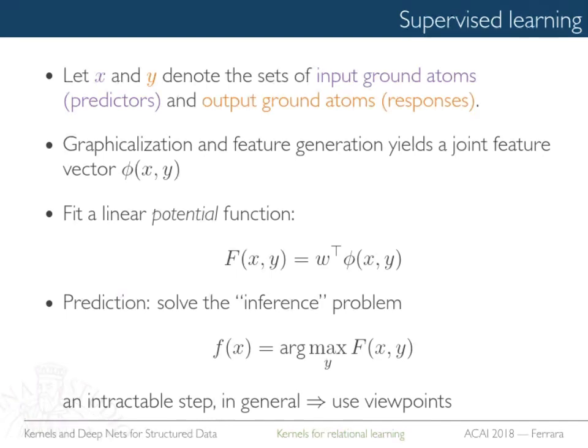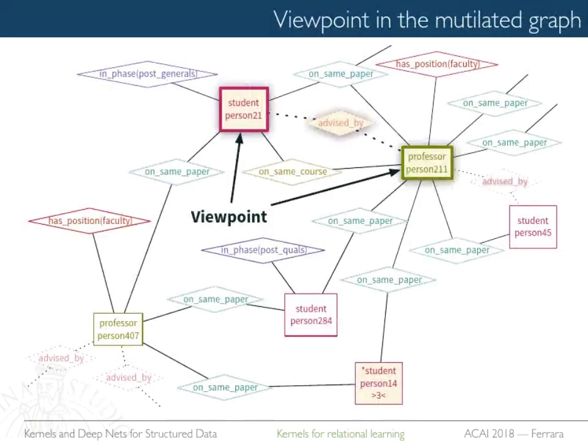Actually, K-log solved this problem in a super greedy way. And the super greedy way is the following. We take a so-called viewpoint. A viewpoint is a pair of entities that are supposed to be classified. We mutilate the graph, meaning that every other advised by is deleted.